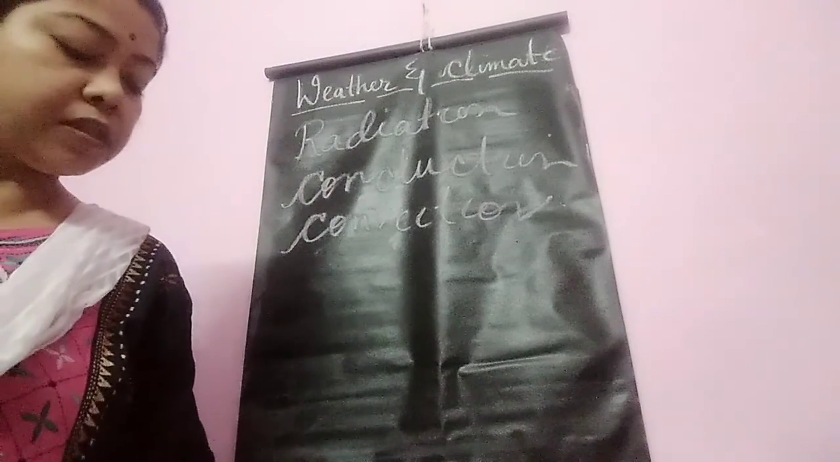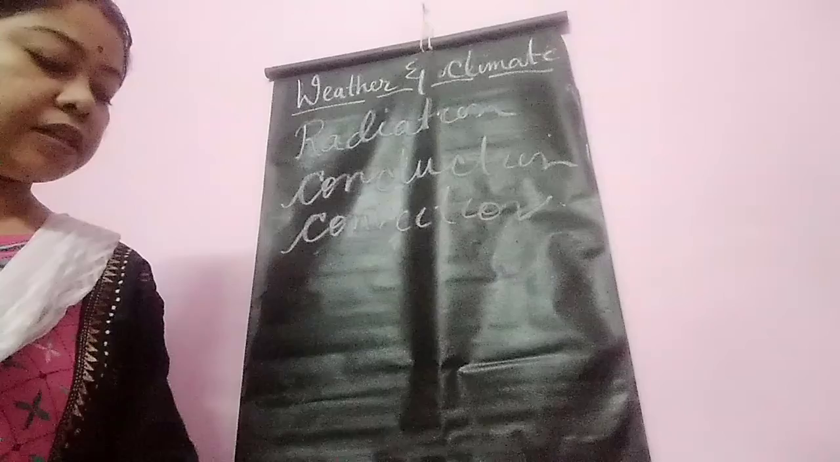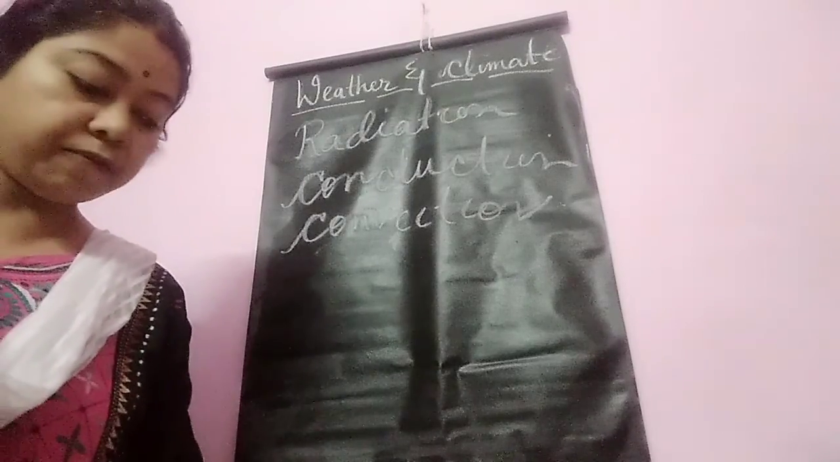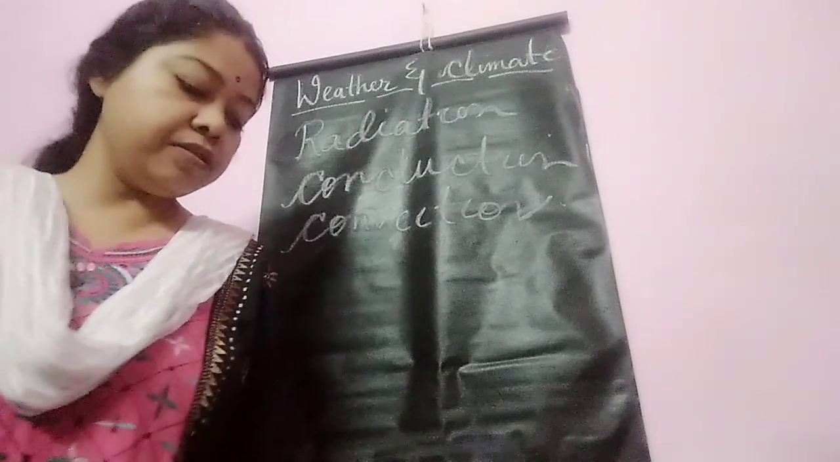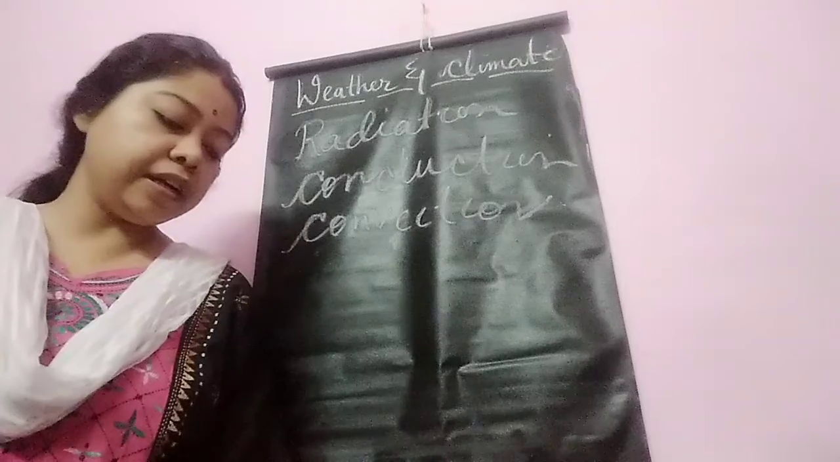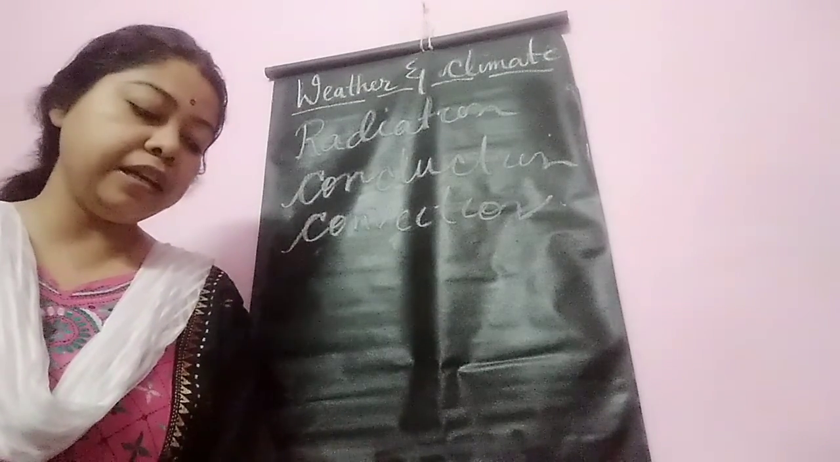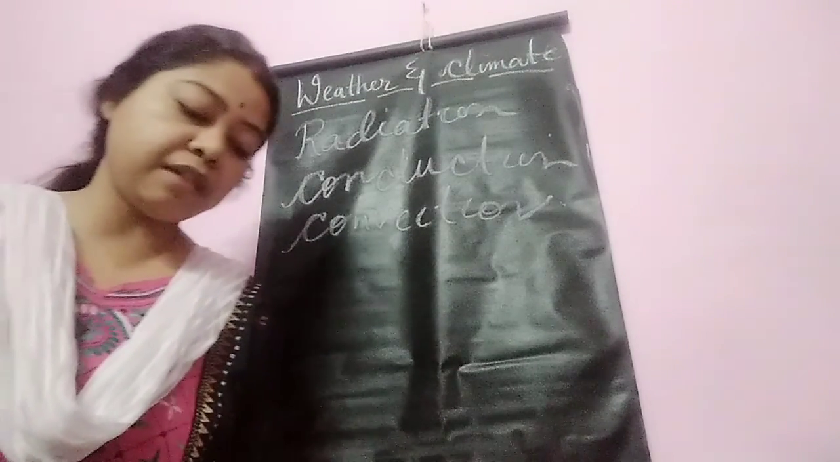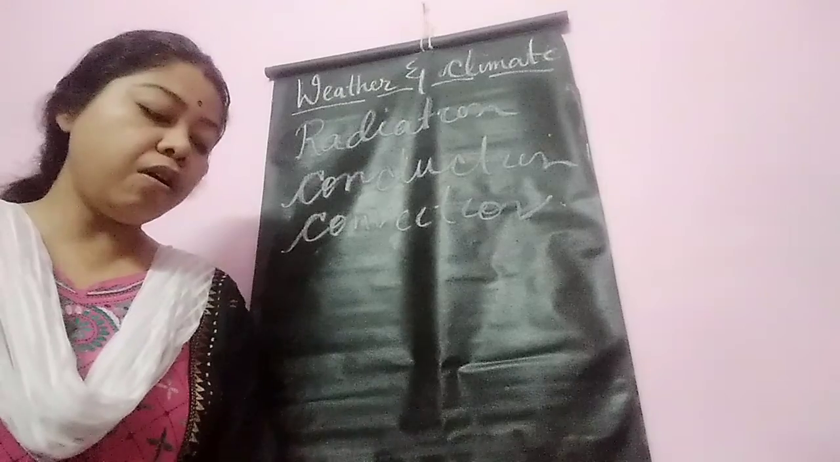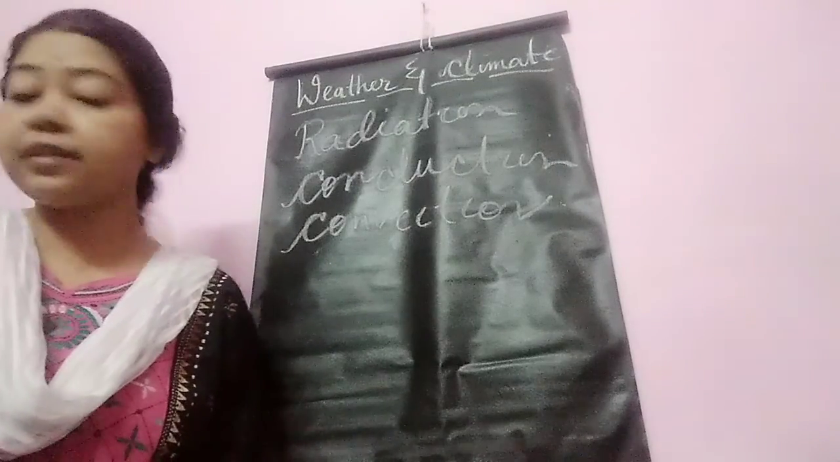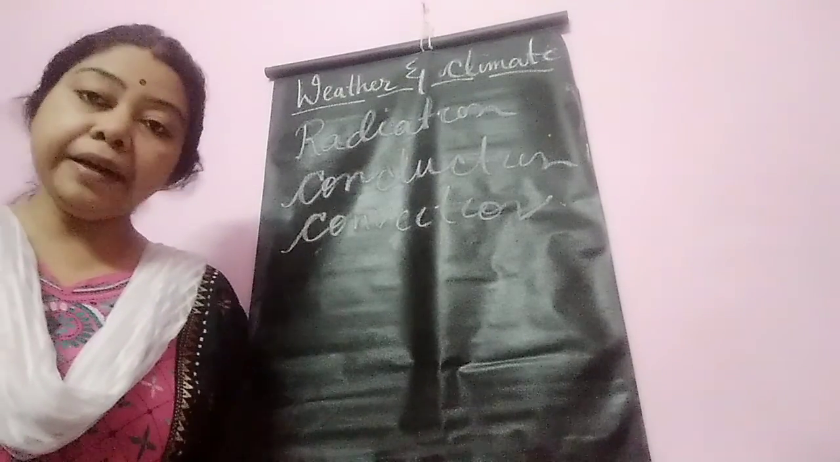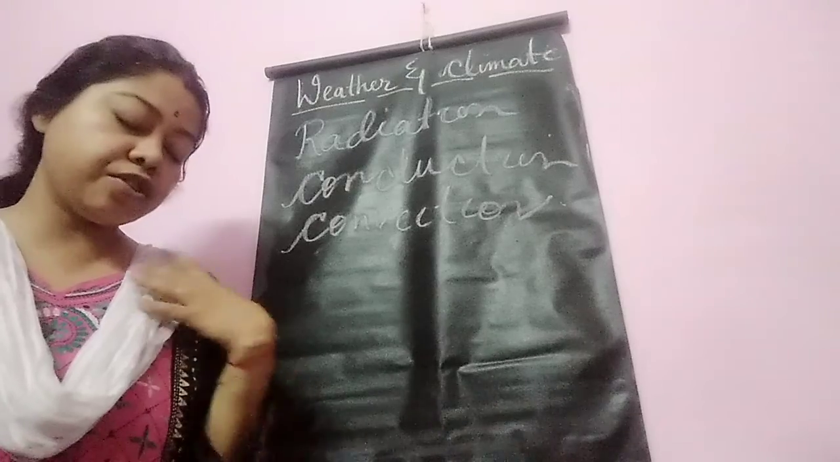What is radiation? Radiation is the process by which heat of the sun first reaches the Earth's surface. The heat of the Earth is further radiated to the lower atmosphere. In case of radiation, heat can pass through vacuum or particle-less medium.